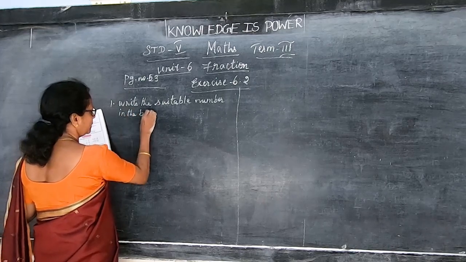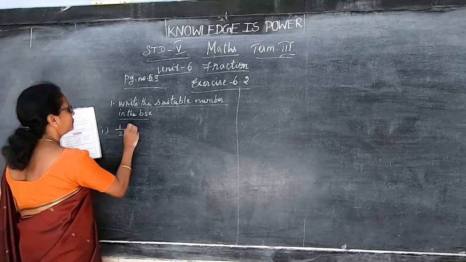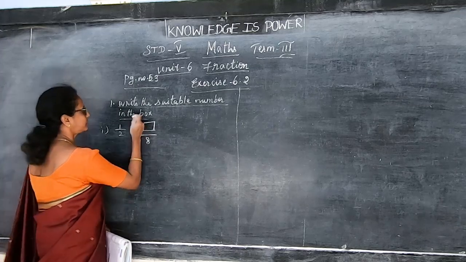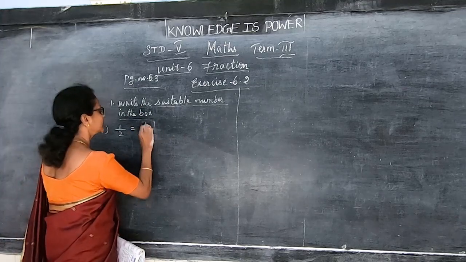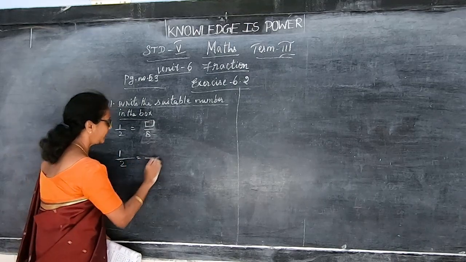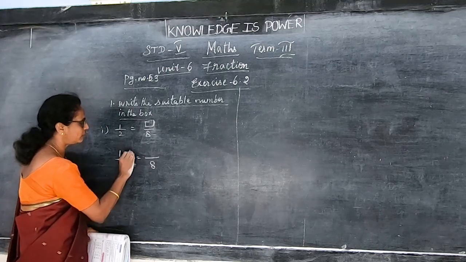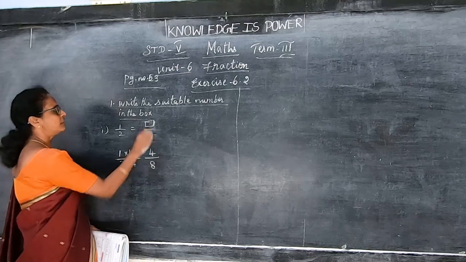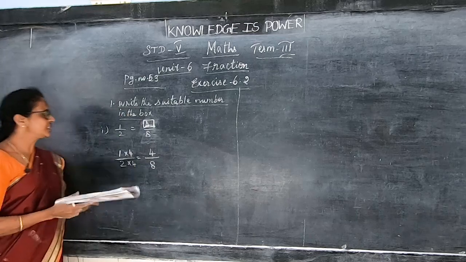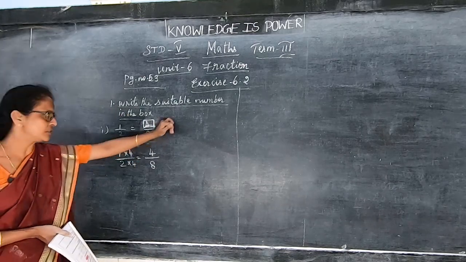So here also they have given sums. See, first sum: 1 by 2 is equal to box by 8. So what will you write? 1 by 2 is equal to, here 8 is given. When the smaller number is given, multiply. 2 4s are 8, 1 4 is 4. So here 4 is the answer.